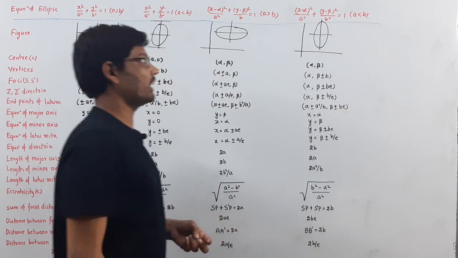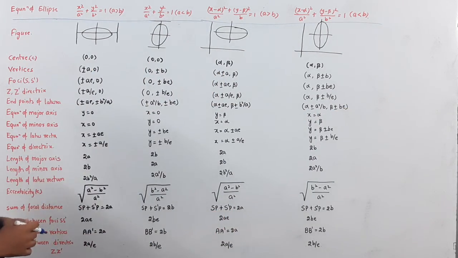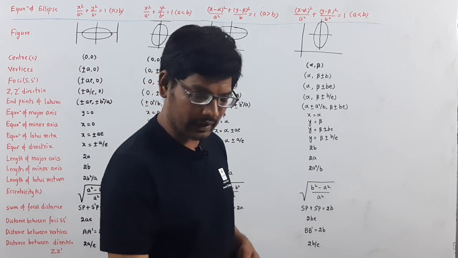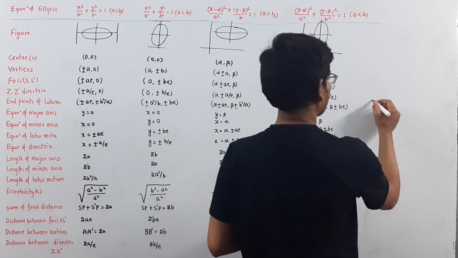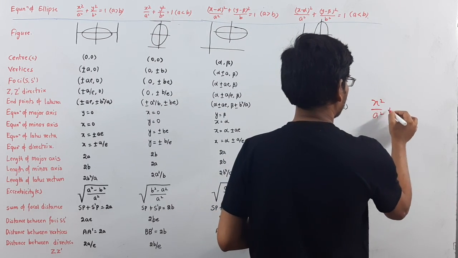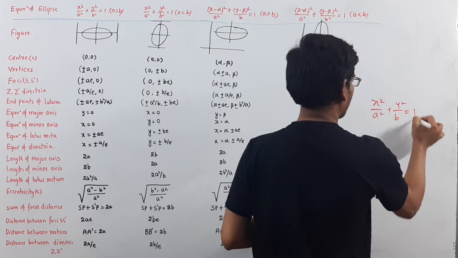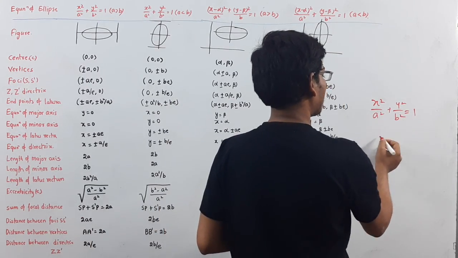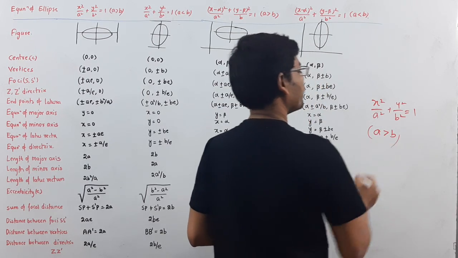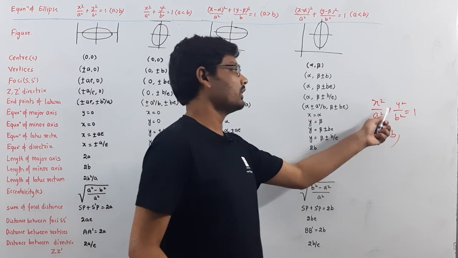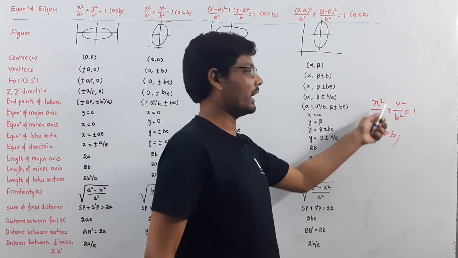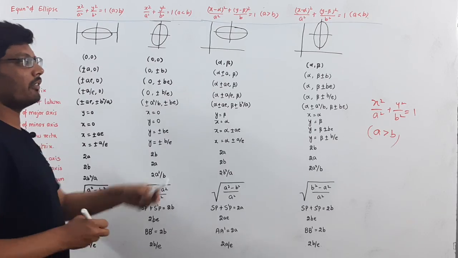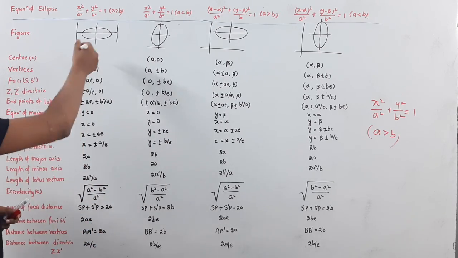The first standard form of the ellipse is x square by a square plus y square by b square is equal to 1, whenever a is greater than b. Here a is the x coordinate point and b is the y coordinate point. So this is the first shape of the ellipse.